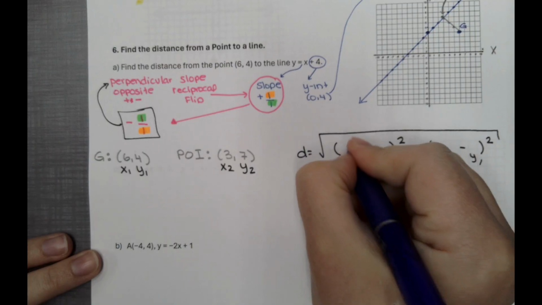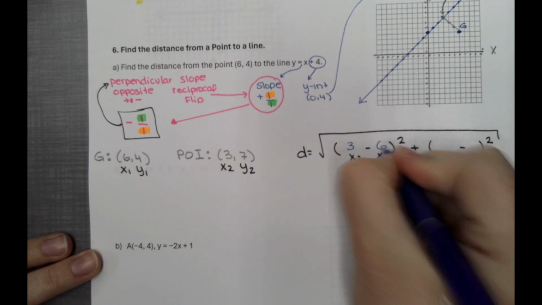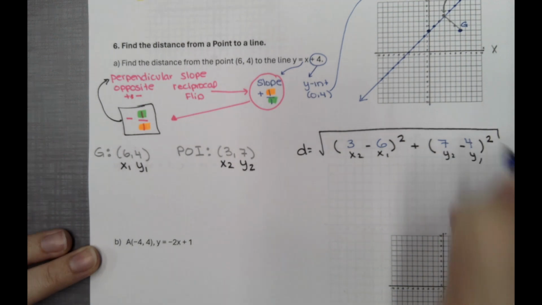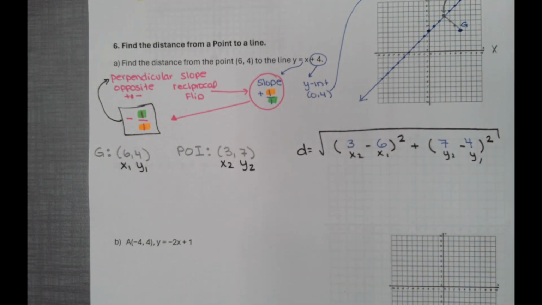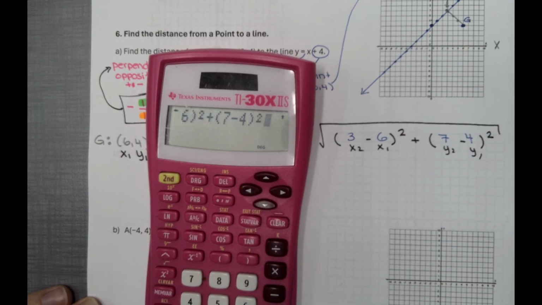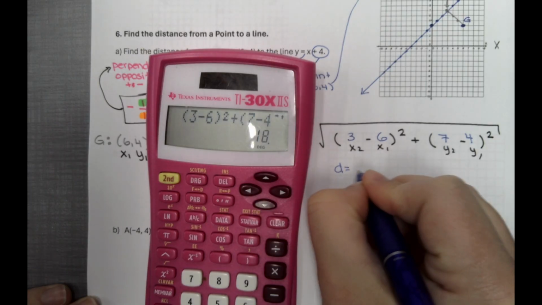x2 is 3, x1 is 6, y2 is 7, y1 is 4. Let's pick up a calculator and start typing this in. 3 minus 6, close it, square it, plus open 7 minus 4, close it, square it. And we get 18. We make sure to simplify it.